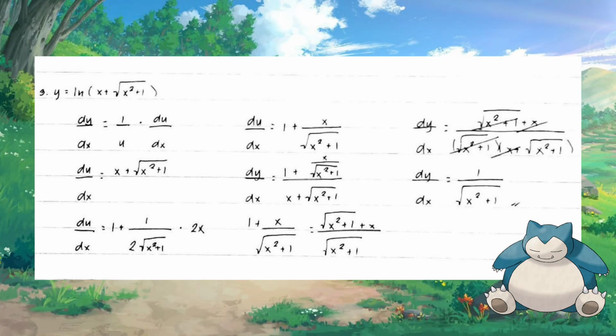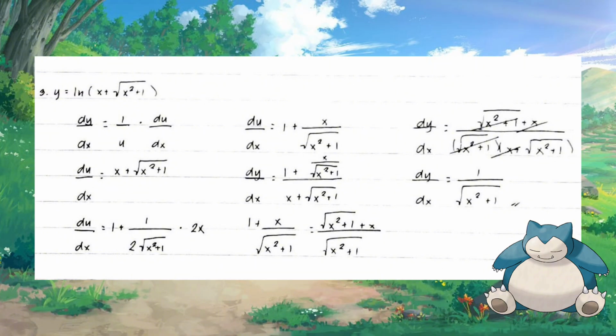Next, for number 3, we have the equation y is equal to the natural logarithm of quantity x plus square root of x squared plus 1. So, pwede natin substitute yung u or yung nasa loob ng parenthesis, which is yung x plus square root of x squared plus 1 by the chain rule. Kaya yung dy dx natin ay magiging 1 over u times du over dx. So, first of all, iti-differentiate muna natin yung u or yung nasa loob ng parenthesis.